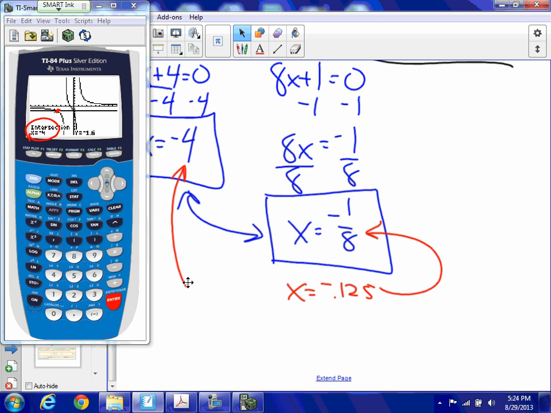So we have now solved this problem algebraically. We've used our calculator to verify our results, and boy, that was a lot of talking to solve this problem, don't you think?